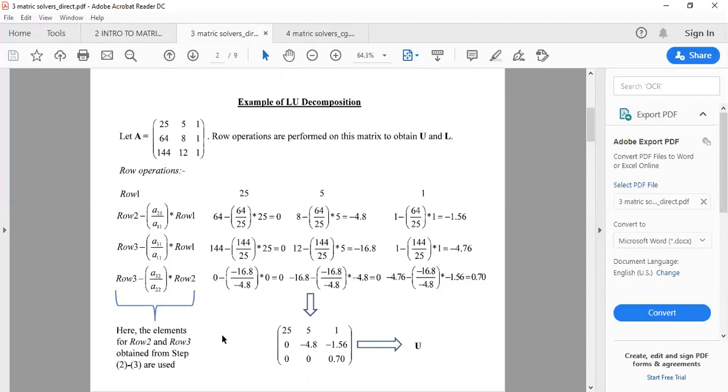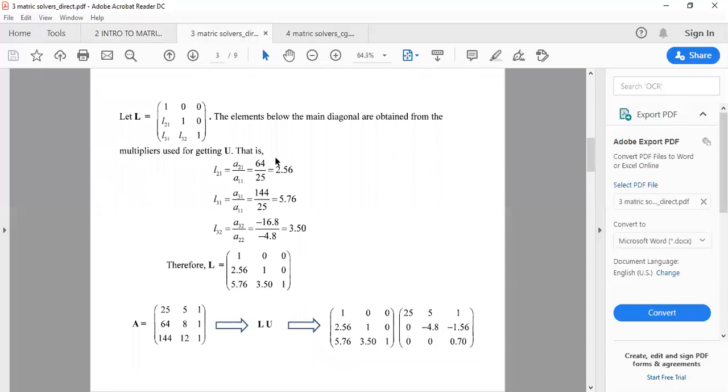So the first row is not changed here, only 64 has become 0 here, 144 has become 0 here, and 12 has become 0 here. In order to make this, we have to make some row operations, and those row operations are here. You can understand this. We have done this in the Gauss elimination method. This is basically a Gauss elimination method only.